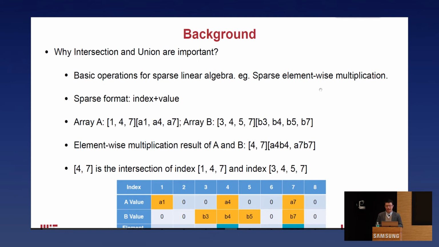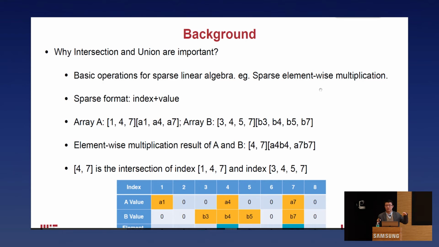And the element-wise multiplication result would be, the index will be 4 and 7, and the result will be A4 times B4 and A7 times B7. But if you fetch all the entries from the memory, A1 is actually not necessary because B1 is 0. So you don't need to fetch A1 since the intersection is nothing. This will save the memory bandwidth if you can find the intersection of index early before you load the data, right? For example, A1, you don't have to load, B3, you don't have to load, B5, you don't have to load. This way we can save the memory bandwidth.